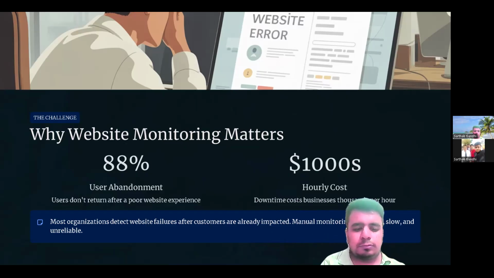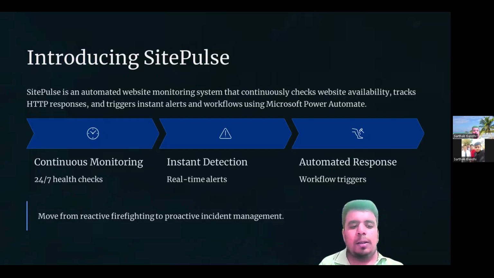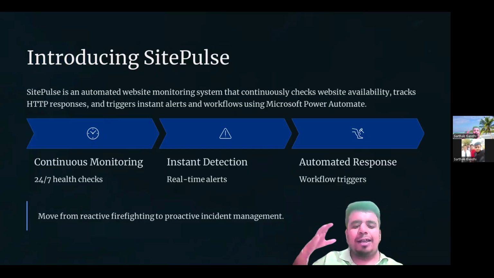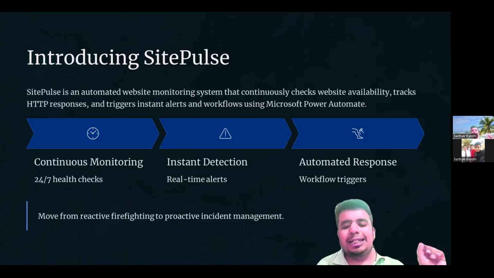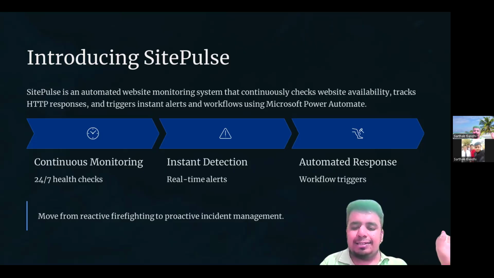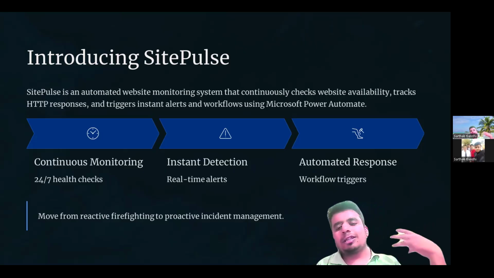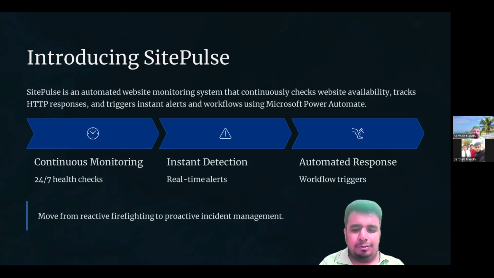Now, introducing SitePulse. Here I have explained the HTTP error. That is a very big error. If any URL you're trying to open lacks that S, that means that website has a security error. And nowadays security errors are not only the missing S; they have increased.